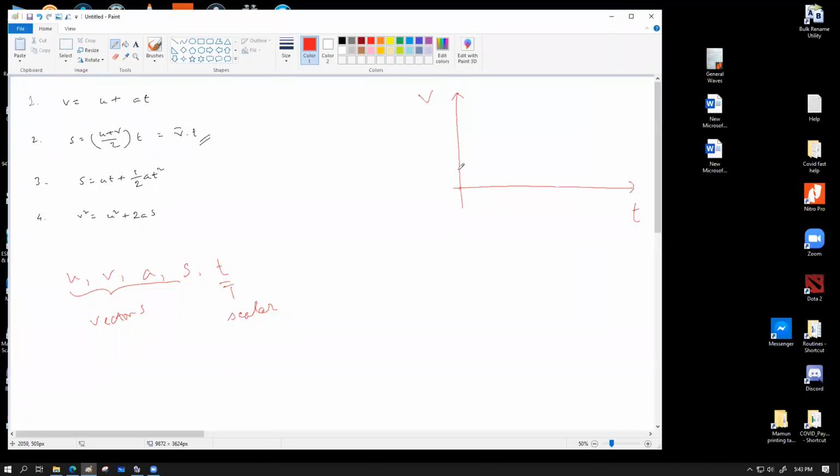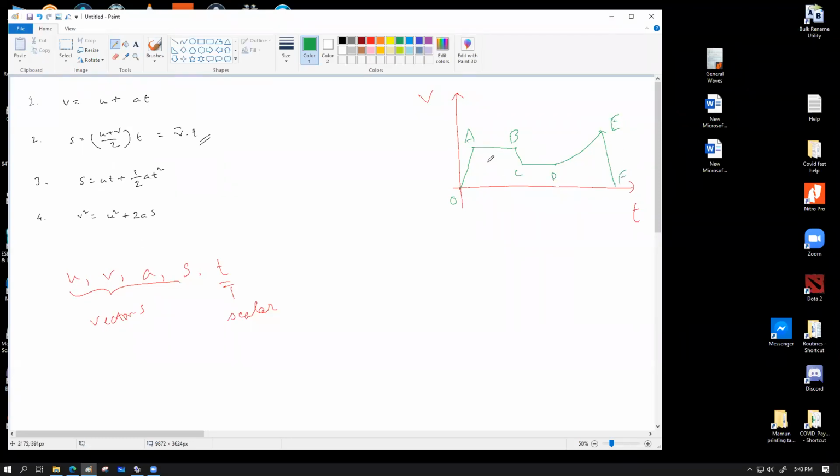Let's say an object has a VT graph like this. Then a bit of a deceleration, and then another constant velocity. Then a bit of a curve, and then it decelerates to stop. If we are asked to do some math using this equation for an object's movement that looks like this, let me name the points O, A, B, C, D, E and F.